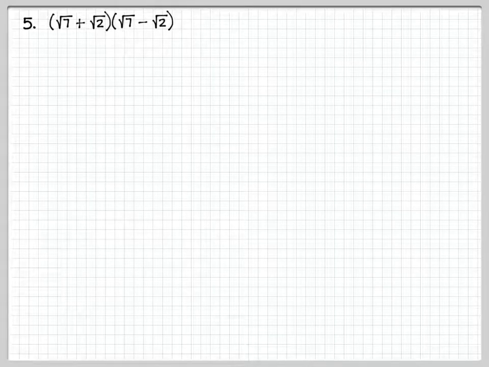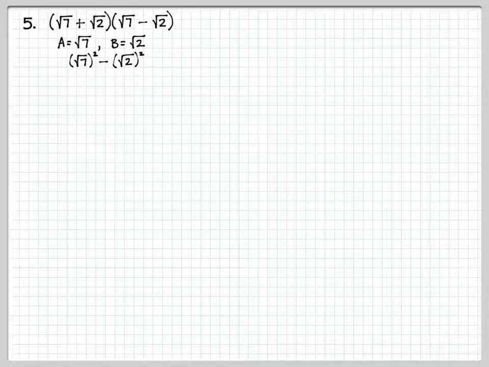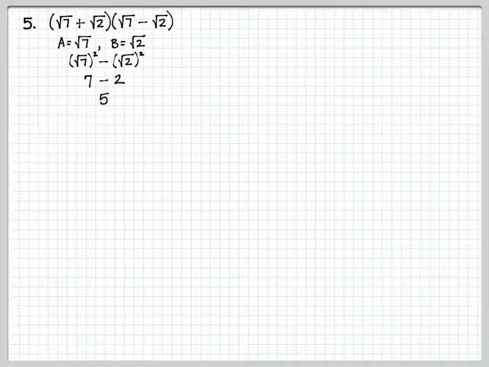So let's look at another conjugate pair that we're going to multiply. And we notice that in this case, our a is the square root of 7, and our b is the square root of 2. So just going right to a squared minus b squared, I get square root of 7 squared minus square root of 2 squared, which is just 7 minus 2, which is 5. Another rational number.